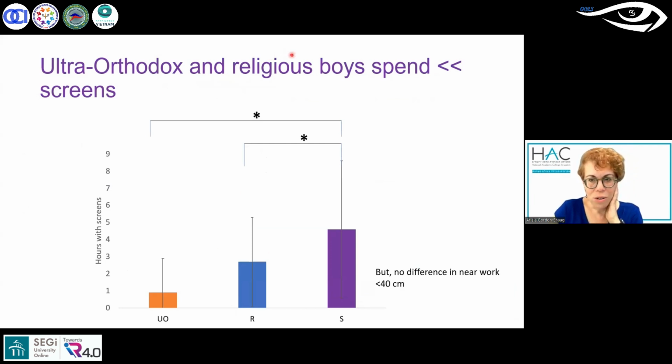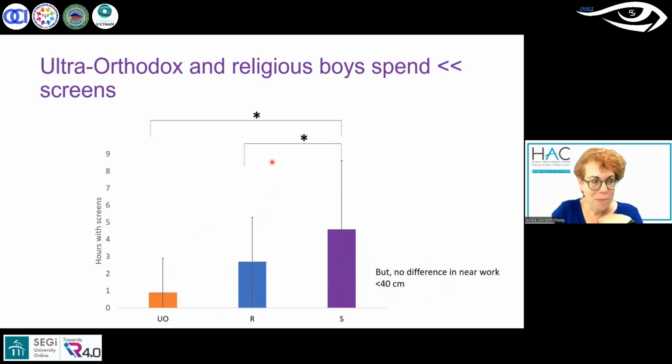Ultra-Orthodox and religious boys spend much less time on screens. The ultra-Orthodox kids had less than an hour of screen time daily, and the secular kids had more than 4 hours of screen time daily. And the religious boys had something in the middle. So these results don't support the notion that electronic screens are driving the myopia epidemic, at least in this group of kids. And by the way, there was no difference between the 3 groups of kids in terms of near work at home.